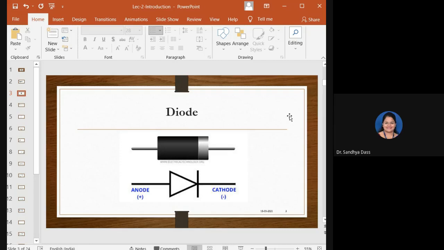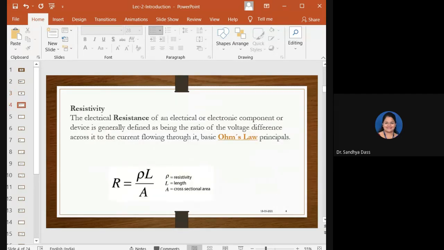So in order to understand different materials, let us understand with respect to resistivity. The electrical resistance of an electrical or electronic component or any device can be generally defined as the ratio of voltage difference across it to the current flowing through it. That is the simple basic Ohm's law, right? V is equal to IR.